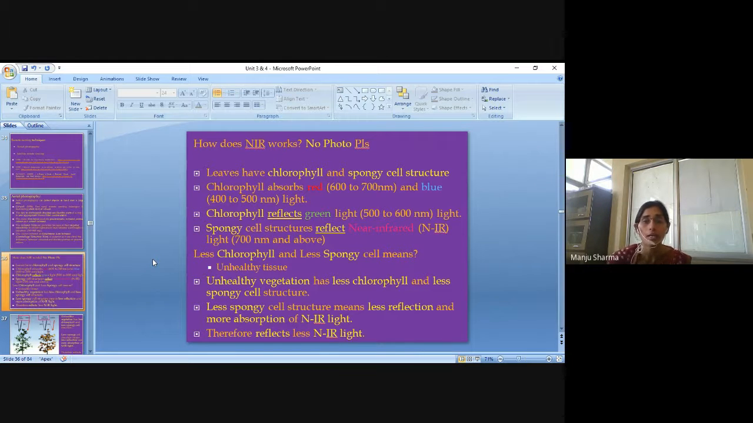Less chlorophyll and less spongy cell means unhealthy tissue. Unhealthy vegetation has less chlorophyll and less spongy cell structure. Less spongy cell structure means less reflection and more absorption of near infrared light, and therefore it reflects less NIR light.